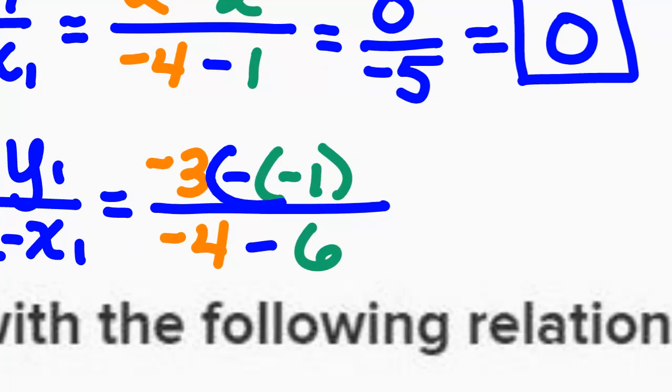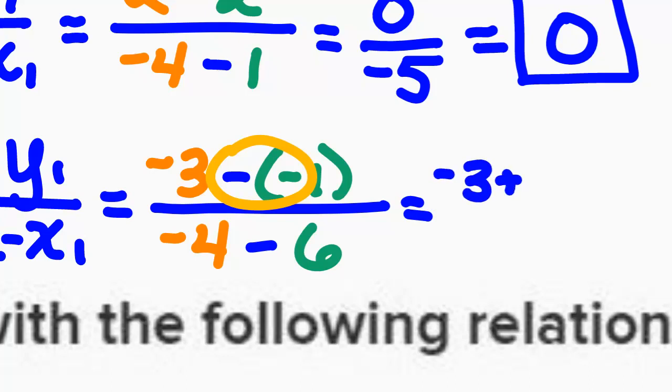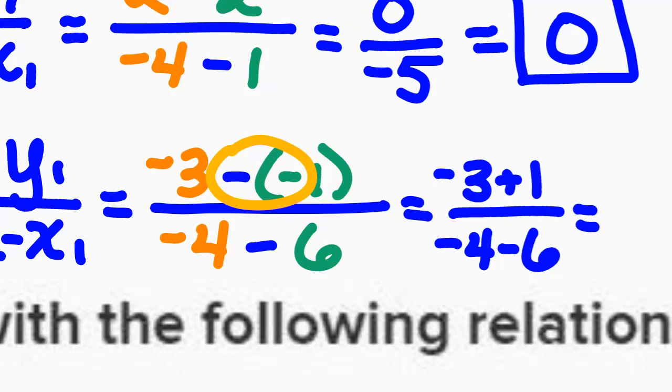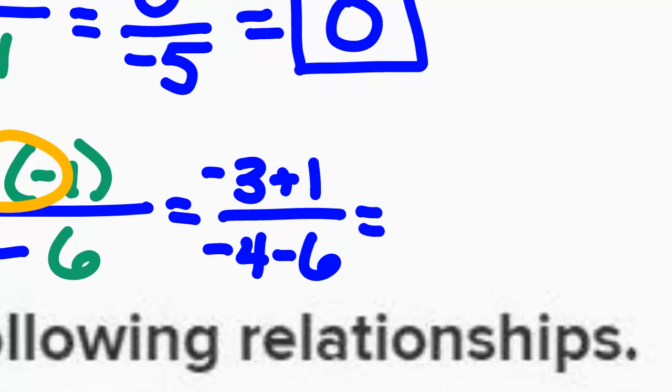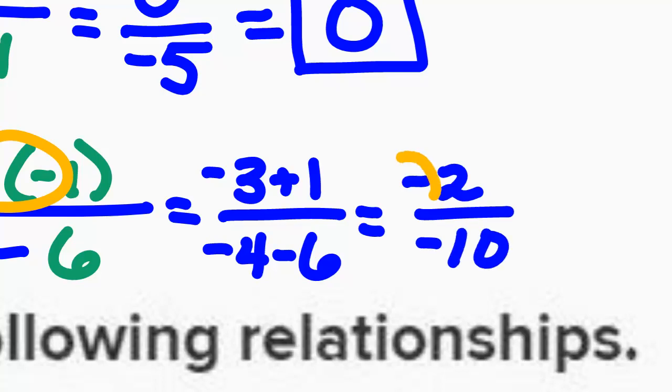Up in that numerator, when we subtract a negative like this, hold on just a second. There we go. When we subtract a negative, it turns into a positive. So this becomes negative 3 plus 1 over negative 4 minus 6. Negative 3 plus 1 is negative 2. Negative 4 minus 6 is negative 10.